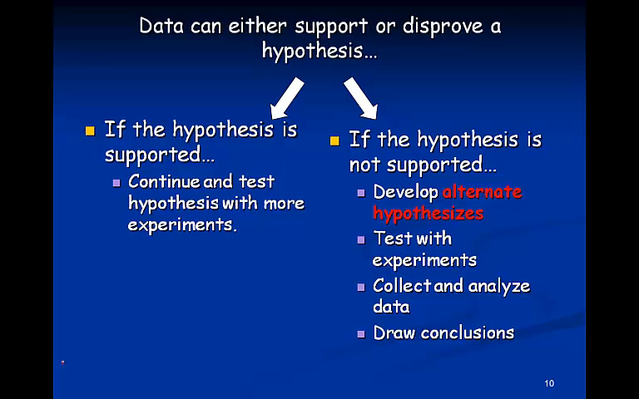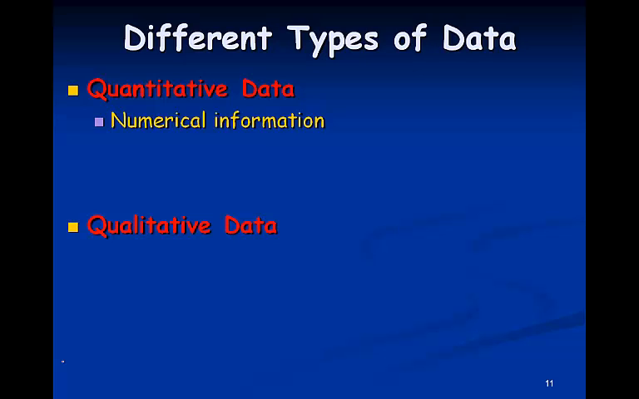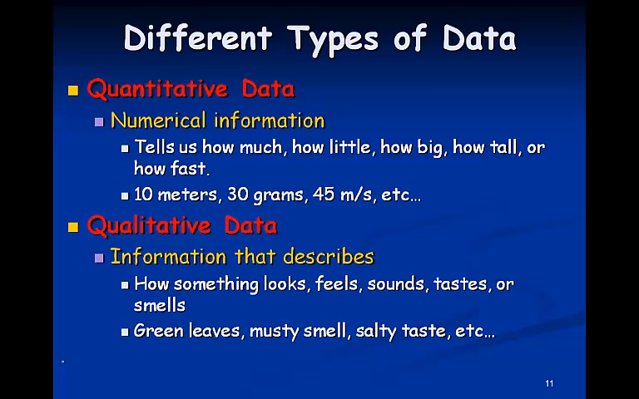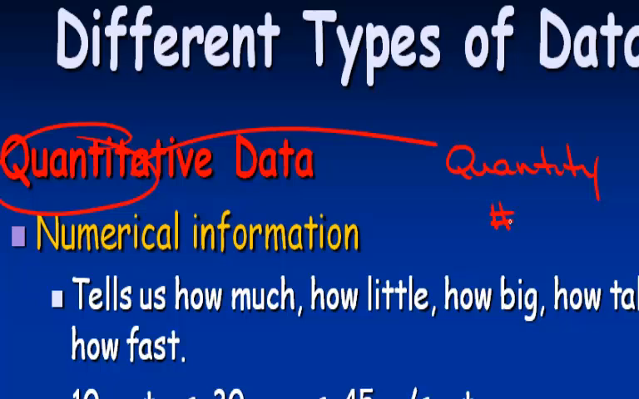Now, this data that we're collecting that we're going to use to support or disprove hypotheses can either be quantitative or qualitative data. Quantitative data is numerical information. It tells us how much, how big, how tall, how fast, things like 10 meters per second, 30 grams, 45 meters per second, etc. Qualitative data, descriptive data, tells us how something looks, feels, sounds, or tastes. The way that I remember this is quantitative. We see quantity. It's a number.